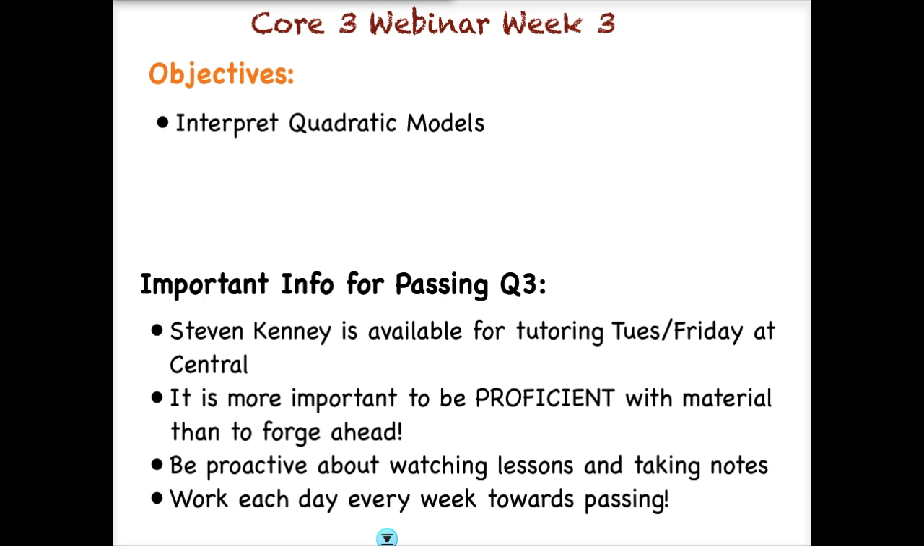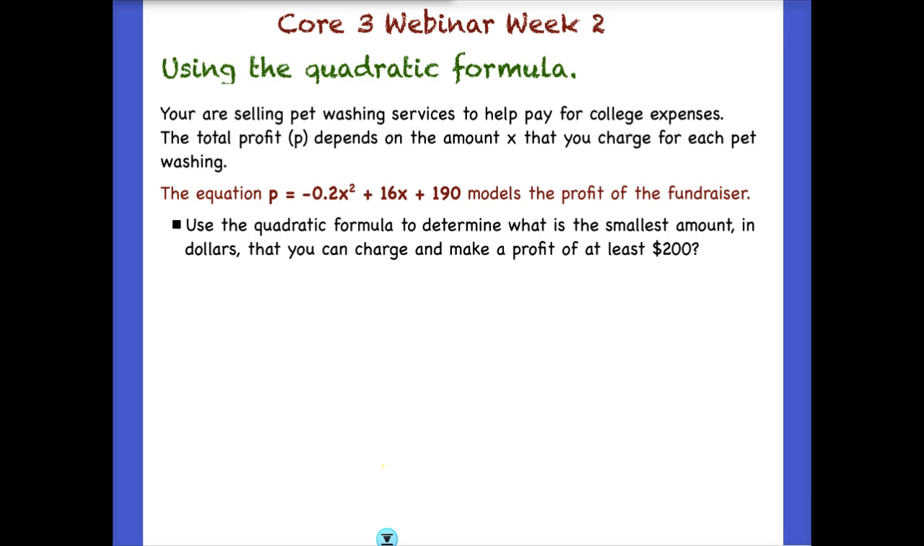Okay, let's get started then. So I just have one problem for us to look at, and it relates to this week. It's using the quadratic formula. So here's a scenario that you might have. You are selling pet washing services, so you're going to wash people's pets to try to pay for college, because college is really expensive and no one can afford to just take out big loans.